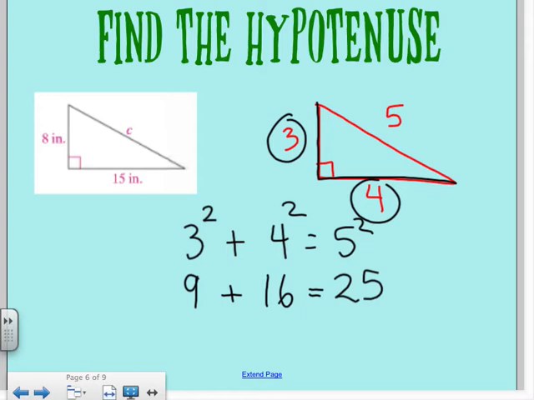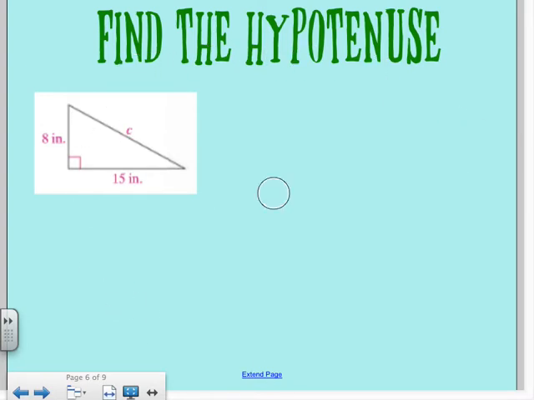The reason this is going to be helpful is you're not just going to be testing things and doing that. You're going to have a missing side. In this case, look, the hypotenuse is missing. So let's use this formula, and I'll show you how to do it. If you have an idea of how you think you're going to do this, you can go ahead and pause it and try it on your own.